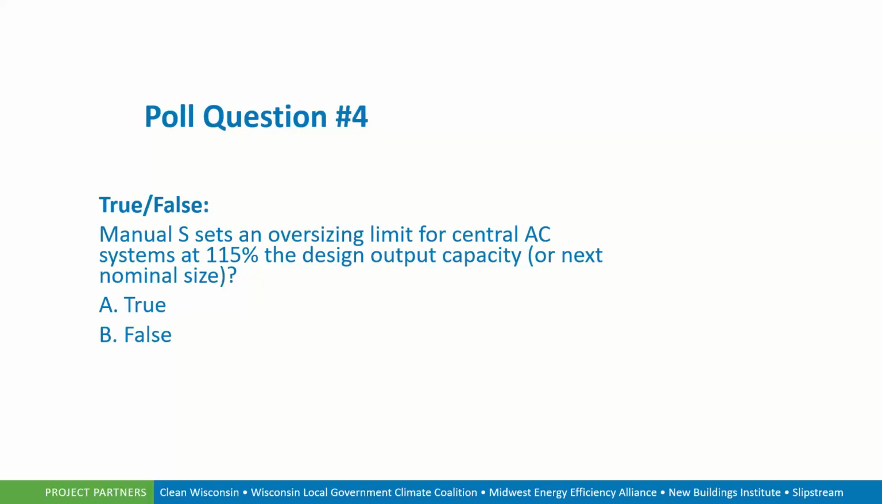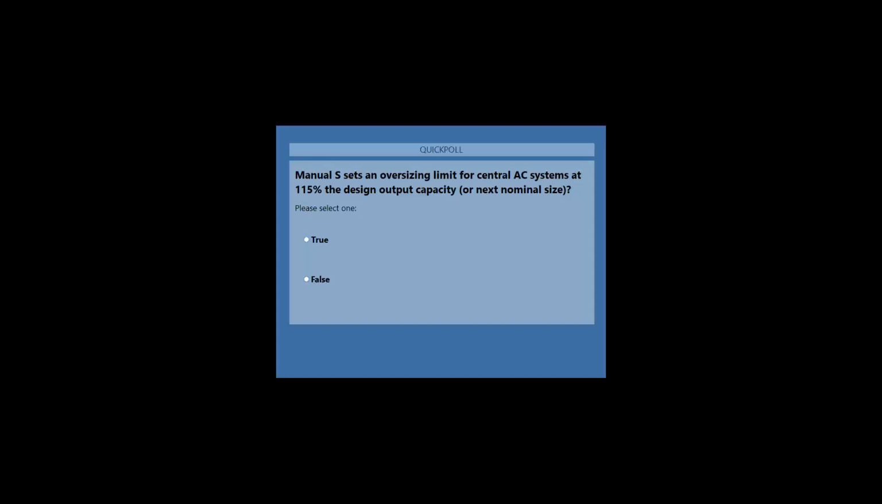Poll question number 4. Manual S sets the oversizing limitation for central AC systems at 115% of the design output capacity or next nominal size. We'll launch that poll, Robbie. True or false? We are allowed to have 115% oversizing for central AC systems.